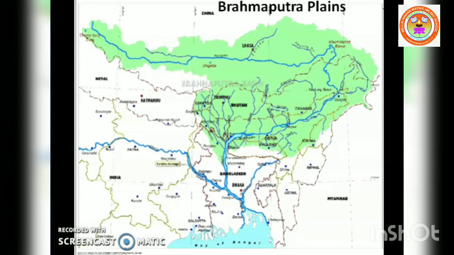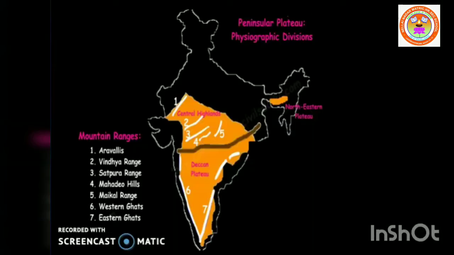The next one is the peninsular plateau of India. The peninsular plateau is also an important physical division. What is a plateau? A plateau is a flat elevated landform that rises sharply above the surrounding area. The peninsular plateau lies to the south of the Great Northern Plain. This is the largest physiographic division of India. It covers an area of about 16 lakh square kilometer.